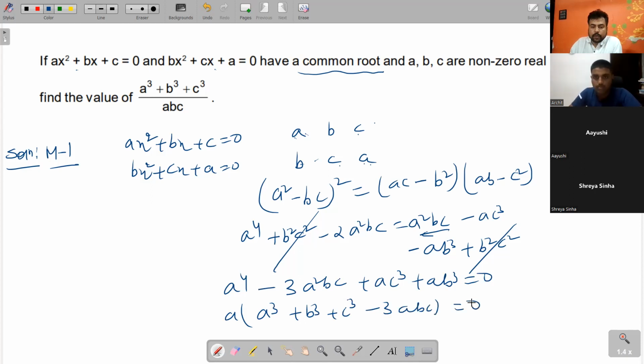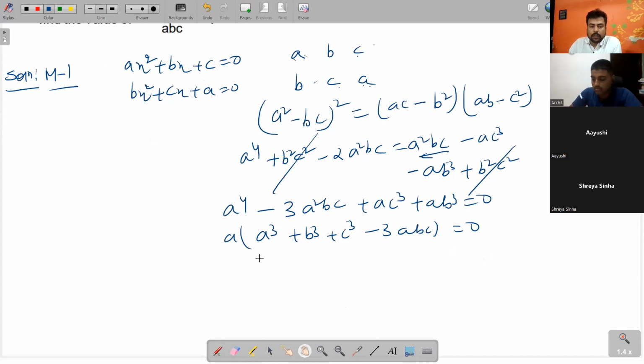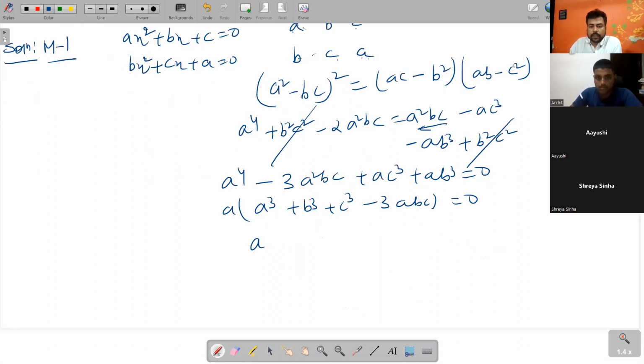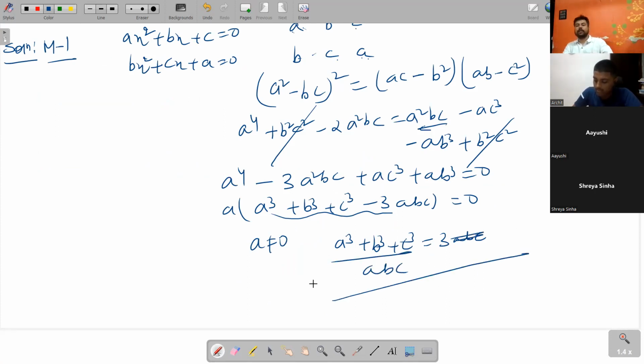Take a common: a cube plus b cube plus c cube minus 3abc equal to 0. A can't be 0, because if a is 0, this won't be a quadratic equation any more. So a cube plus b cube plus c cube minus 3abc will be 0. Take this to the right and divide by abc. So this is your answer, 3. Right. This is number 1.